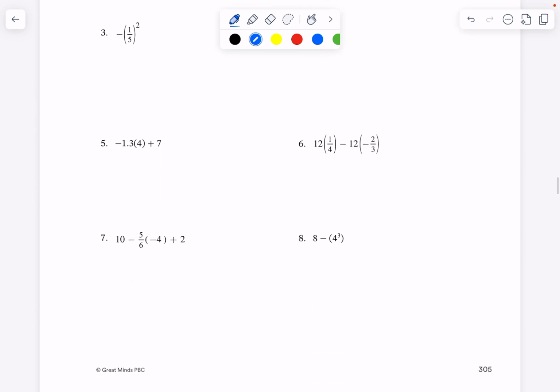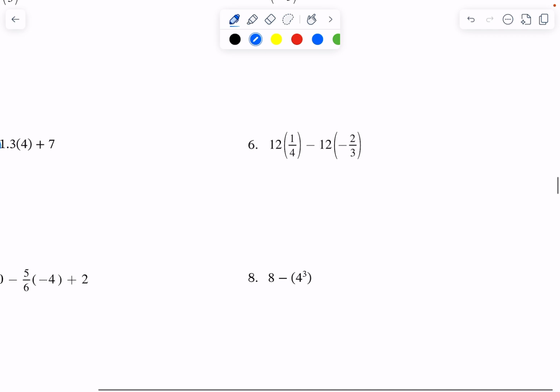Problem number 5, be very careful of this little pesky negative right there. And on number 6, I just want to give you a tip here. So we have 12 and 1/4, take away 12 times negative 2/3. Now, I don't like to subtract, so I'm going to add the opposite here. So I have negative 12 times negative 2/3, and so you need to count the number of negative signs right here. You need to ask yourself, is this positive or negative?